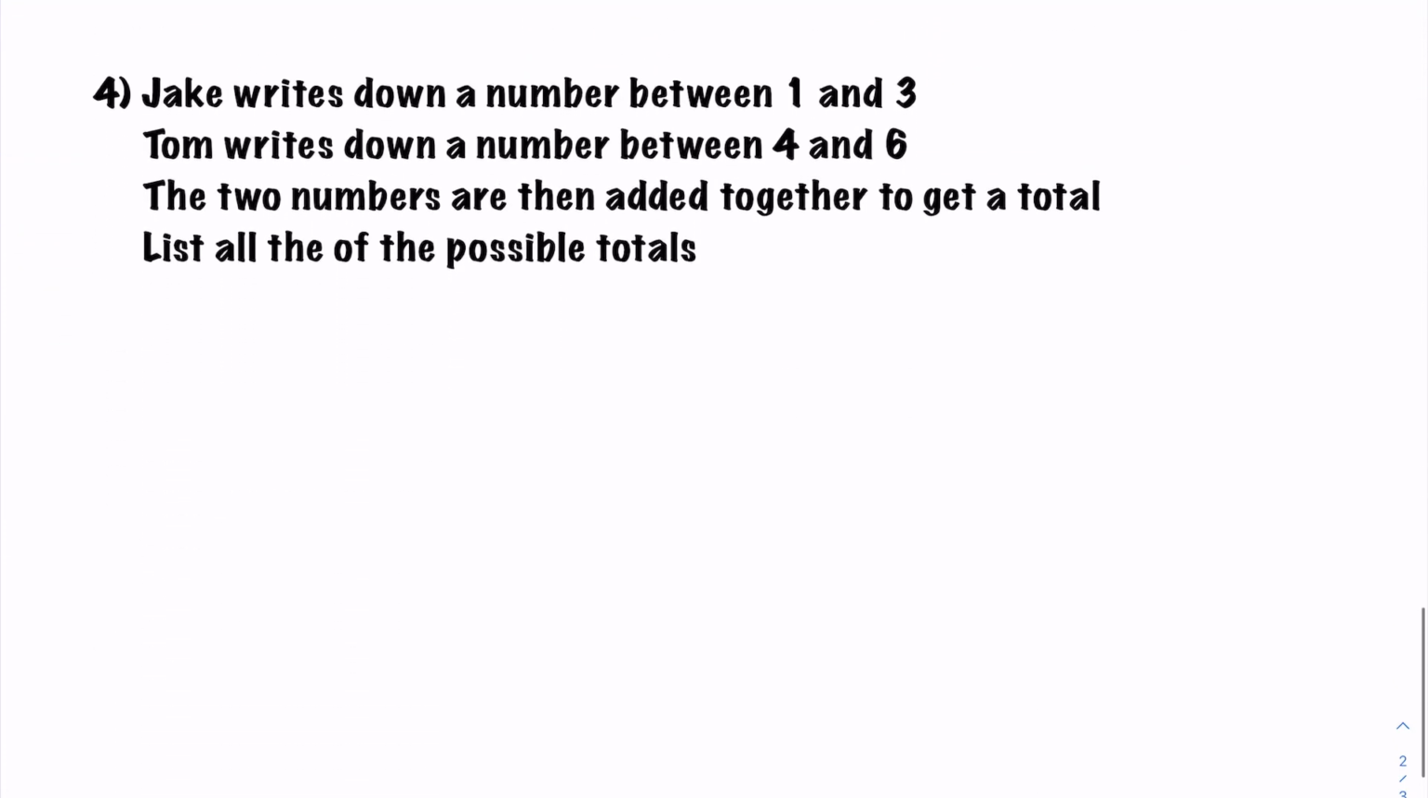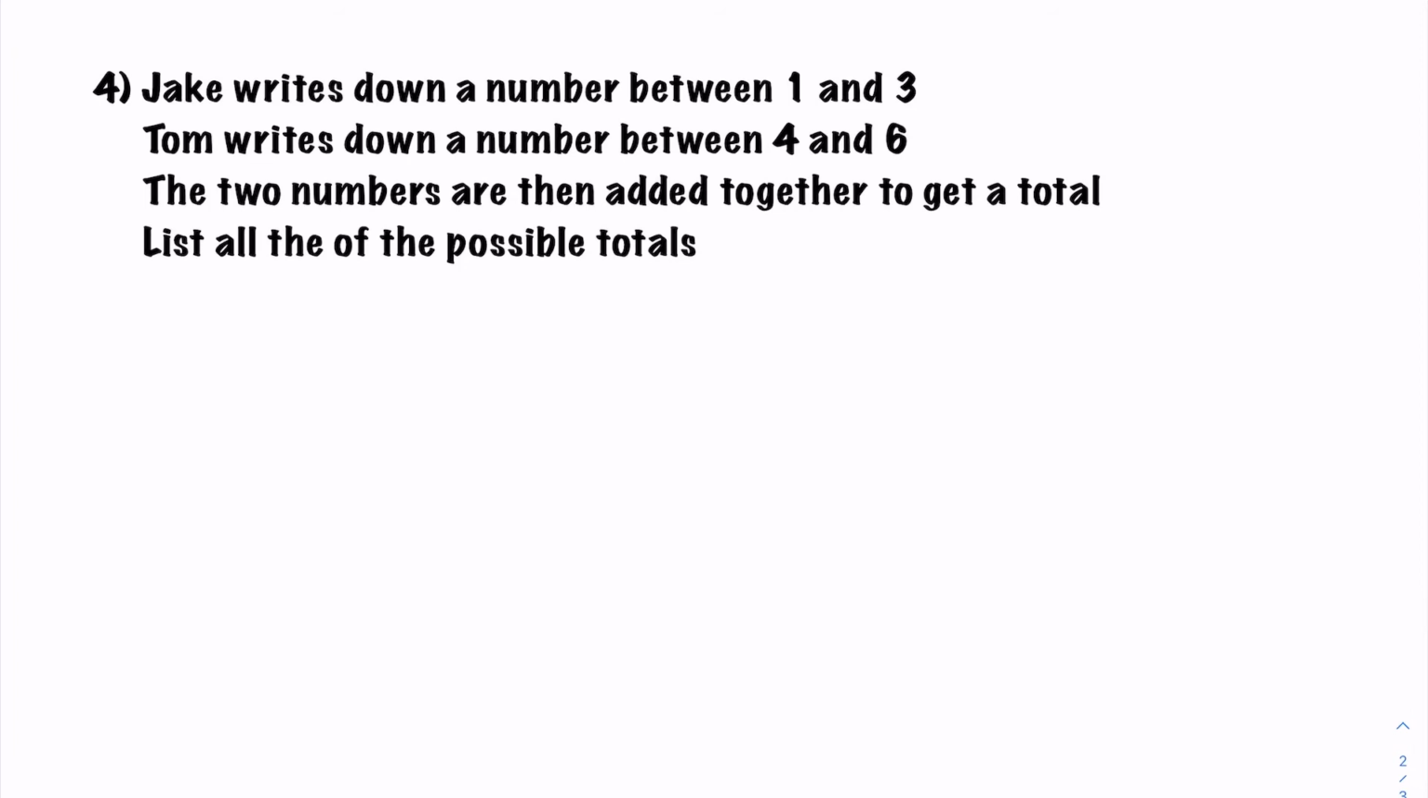Lastly, so Jake writes down a number between 1 and 3. Tom writes down a number between 4 and 6. The 2 numbers are then added together to get a total. List all of the possible totals. So before we think about the totals, let's just think of all the different varieties, all the different options we could end up with. So let's assume that Jake writes down a 1 to start off with.